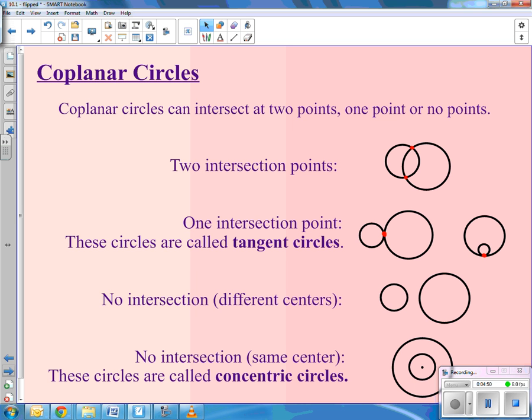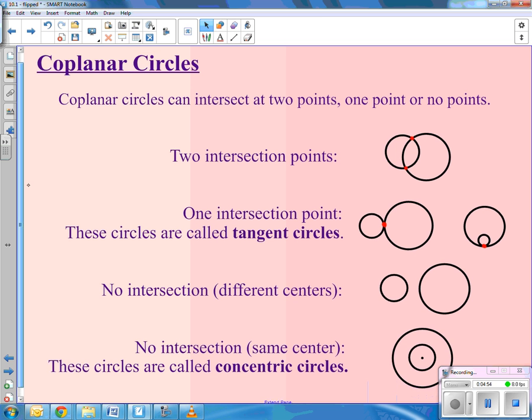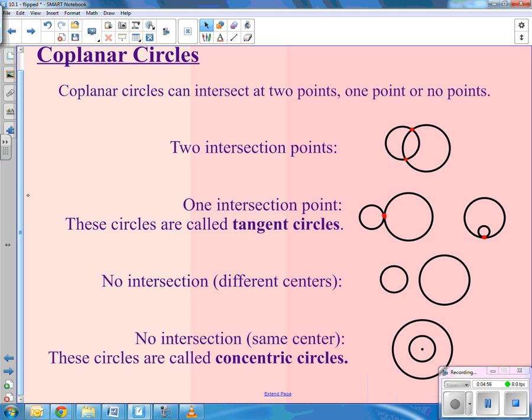The next topic we're going to talk about is coplanar circles. Coplanar circles can intersect at 2 points, 1 point, or no points. Here are our different types. Two intersection points can happen, the two circles on the top. One intersection point, those would be tangent circles, just like in the last example. We can have a tangent where the circles are next to each other, or a tangent where one is inside of the other.